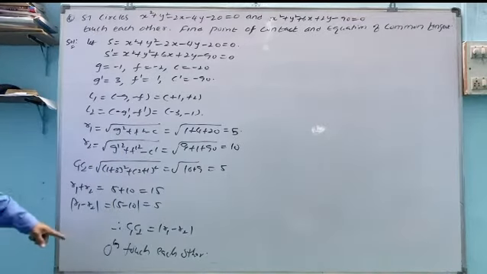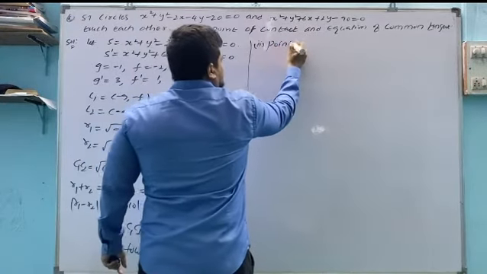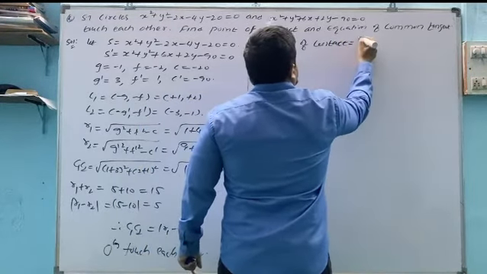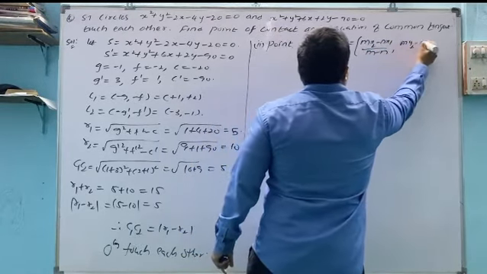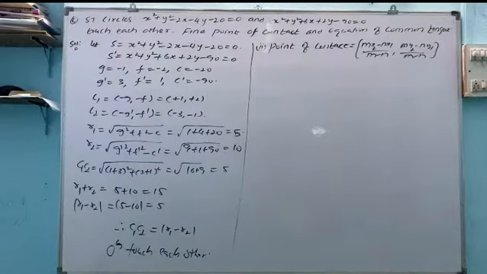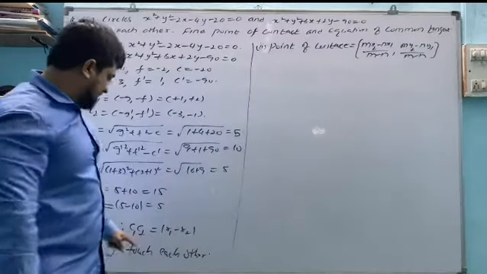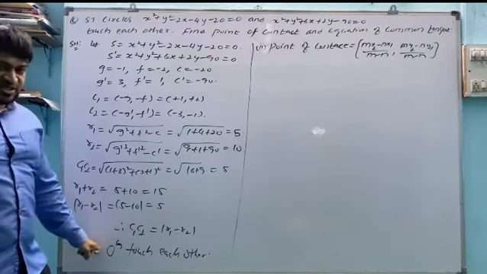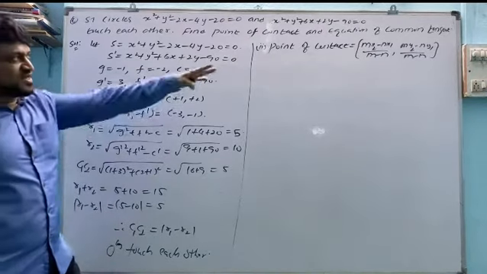This is the case where the circles touch each other, so we need to find the point of contact now. The second part is the point of contact. For the point of contact, we use m x2 minus n x1 by m minus n. Why not the plus sign? Because if C1 C2 is equal to R1 plus R2, that time also the circles touch each other, and then we will take the point of contact with the plus sign.